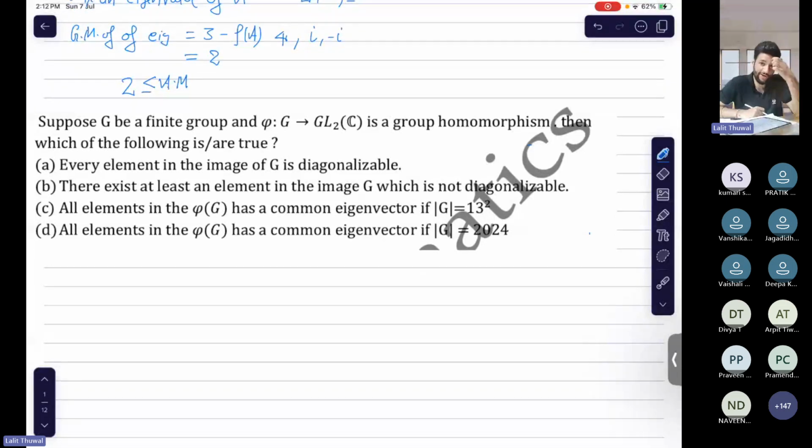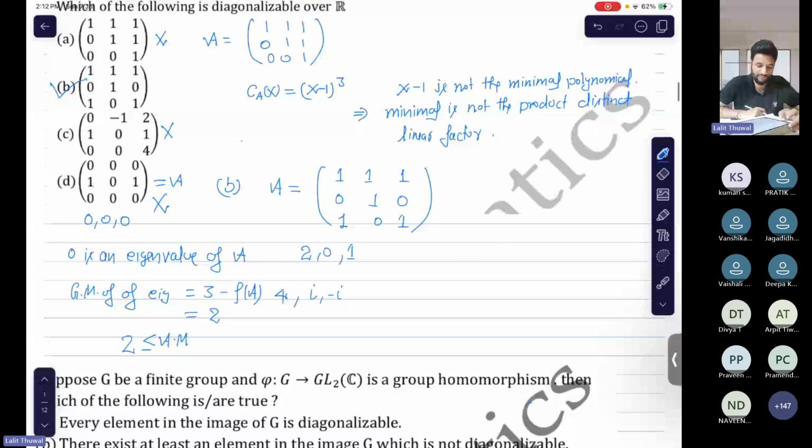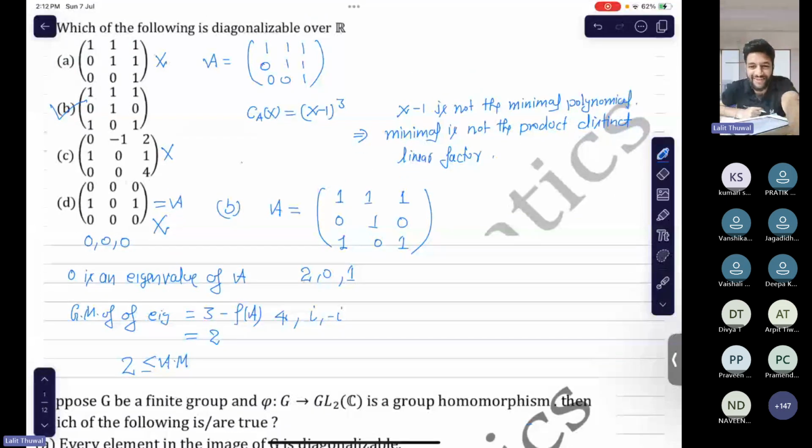Yeah, you can try it for 1 minute. Yeah. Excuse me, sir. Yeah. Sir, for option B, you told that 4 is an eigenvalue, and yes, we know that 4 is an eigenvalue. The reason you have given, please repeat again. Yeah. Okay.